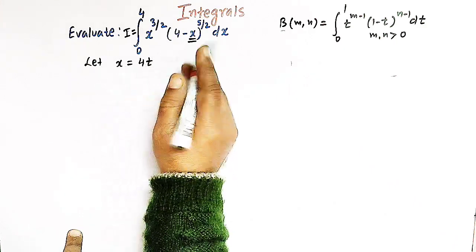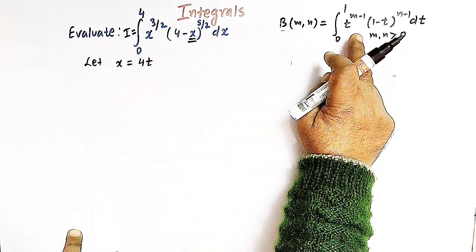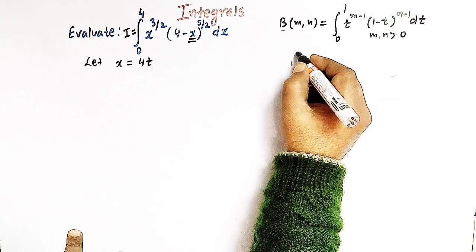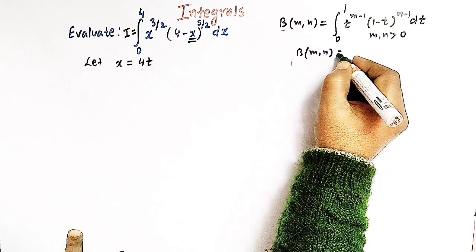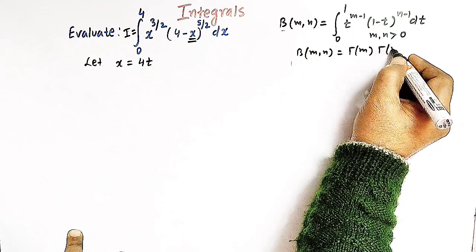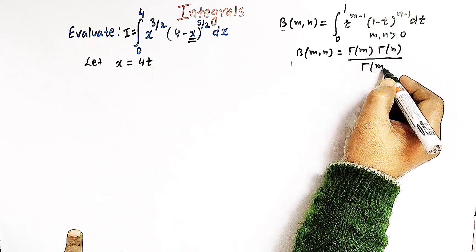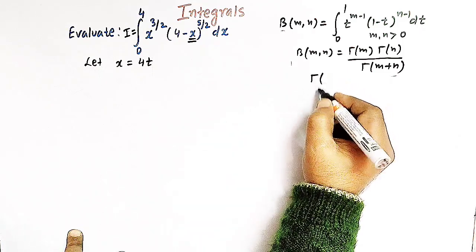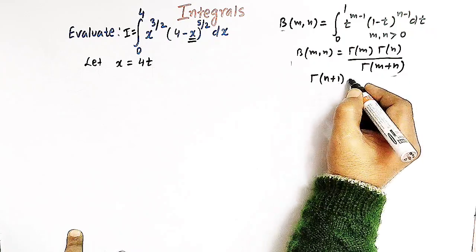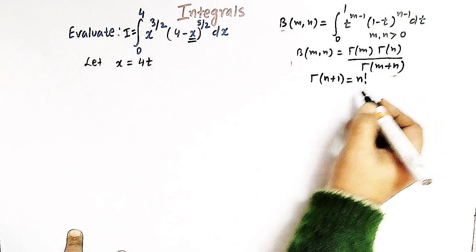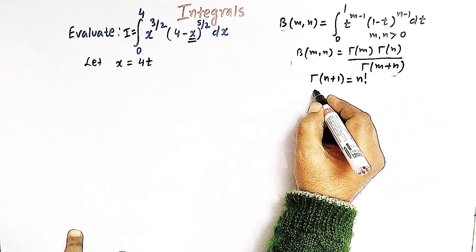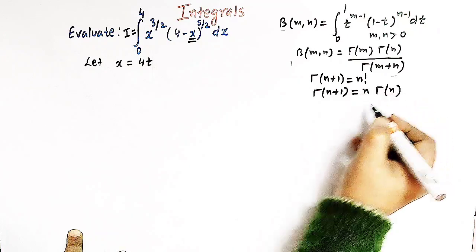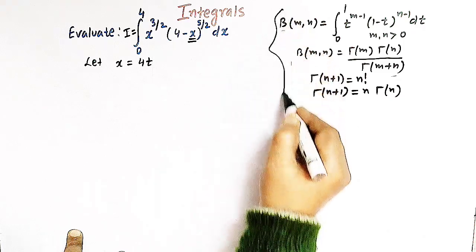Making this substitution will first convert this integral into this form, and then we'll apply the relationship between beta and gamma functions, that is beta m comma n is given by gamma m gamma n divided by gamma m plus n. Moreover, we'll also utilize two important results: gamma n plus 1 is given by n factorial, where n is some positive integer, and gamma n plus 1 can also be written as n times gamma n. So let us make this substitution.